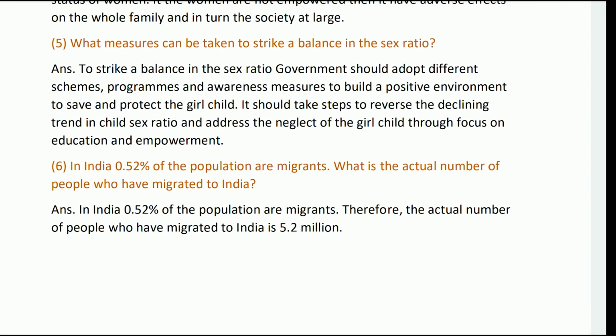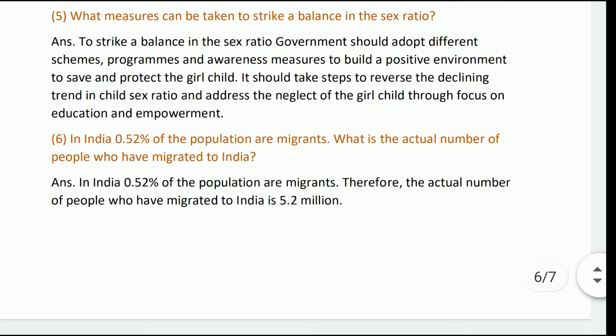What measures can be taken to strike a balance in the sex ratio? To strike the balance in the sex ratio, the government should adopt different schemes, programs and awareness measures to build a positive environment to protect the girl child. It should take steps to reverse the declining trend of the child sex ratio and address the neglect of the girl child through a focus on education and environment.